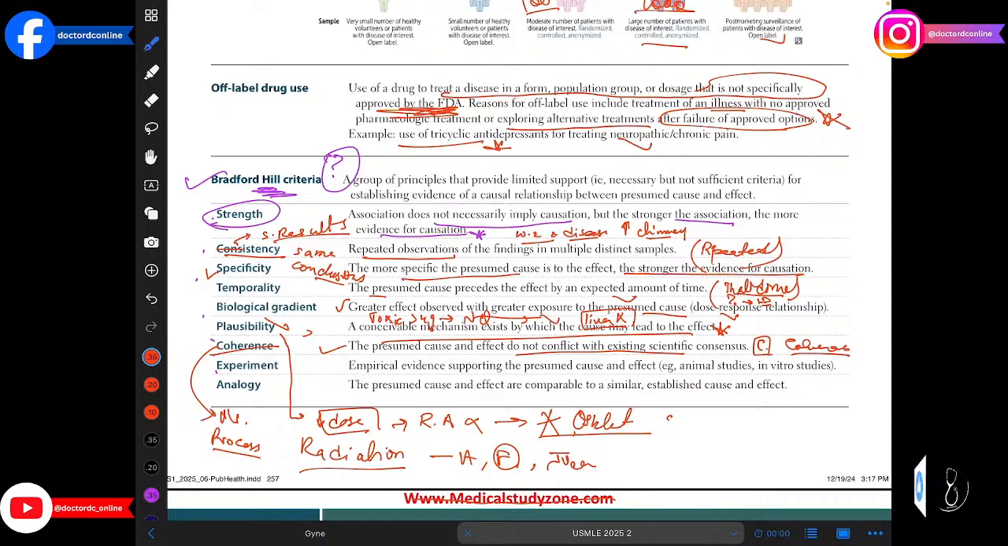This criterion uses the basic understanding that if there is a strong established relationship for one cause and effect process, a similar cause can be expected to have a similar effect and can be inferred even if there's weaker evidence for the relationship.